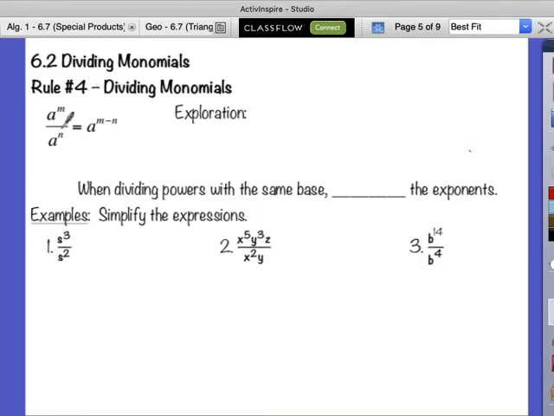Let's look at some exploration of this, just like we did last time. If we have a to the 6th over a to the 2nd, the top would be 6 a's multiplied together, a times a times a times a times a times a. The bottom would be a times a, two of them.